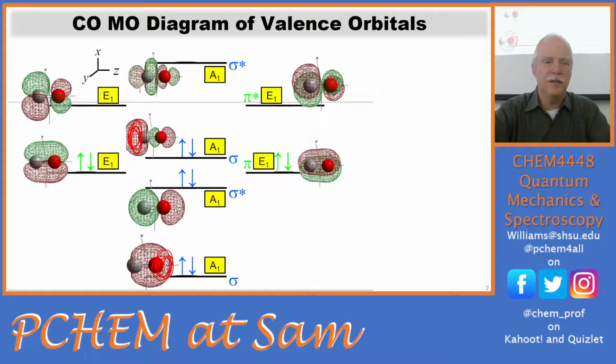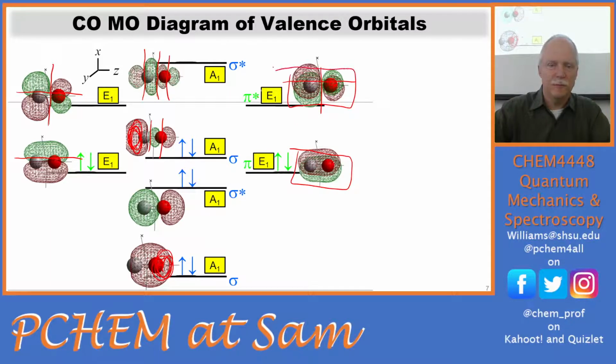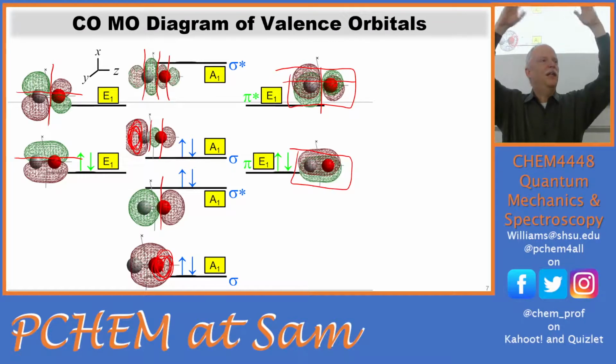You see the 3 nodes. So you can count up the nodes. Here's 1, 2, 3. This one has 2. They're crossways to each other. 2 planar nodes. This one has 2. This one has 1. This is a planar node here. Same with this one. This one has 1 node, and this bottom one has 0. So just like you expect, as you go up in energy, you have more nodes.